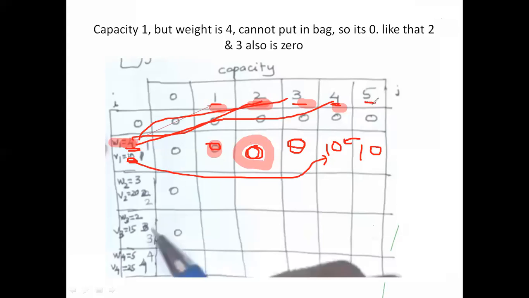Fifth one is 5 kg bag capacity. It is possible to insert 4 kg. Okay, so what was that 4 kg previously filled? 10. So the same value we have to insert in the next row also, 10.